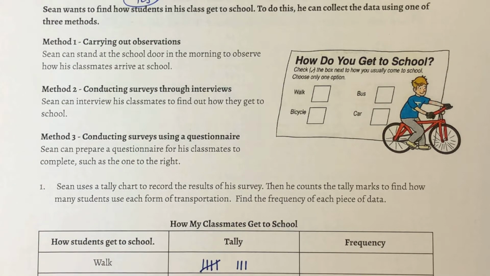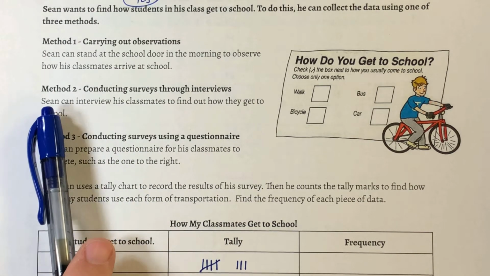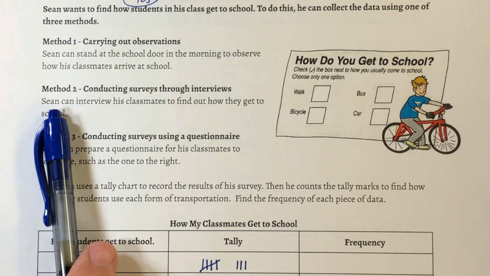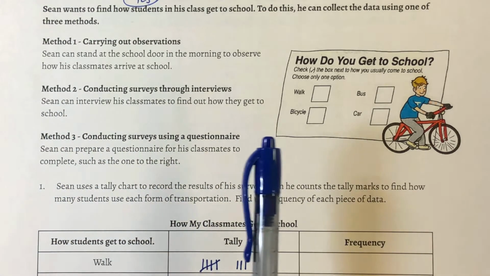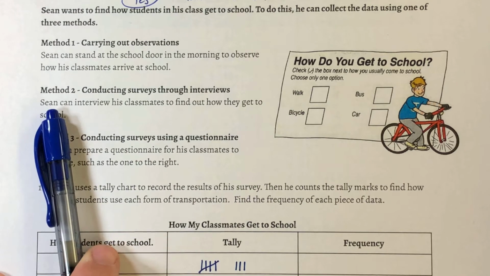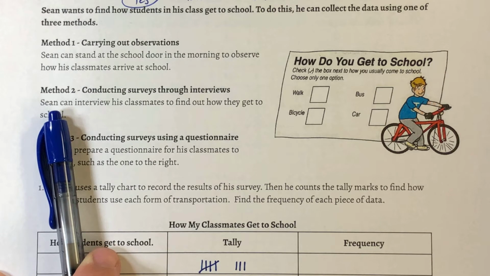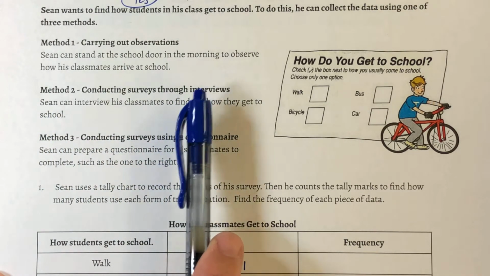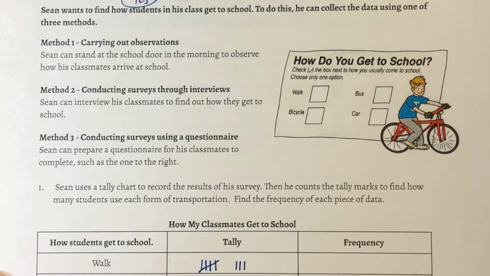You might say, well, this is super reliable. He gets the answers right from his classmates. However, what if his classmates don't want Sean to know how he gets to school? Maybe they think he's a creeper. Who knows? Maybe Sean is new. They don't trust Sean yet. So they might not give him honest answers. They might actually lie in the interview. So while he can get actual answers right from their mouths, they might be lying. They might not give him honest feedback.